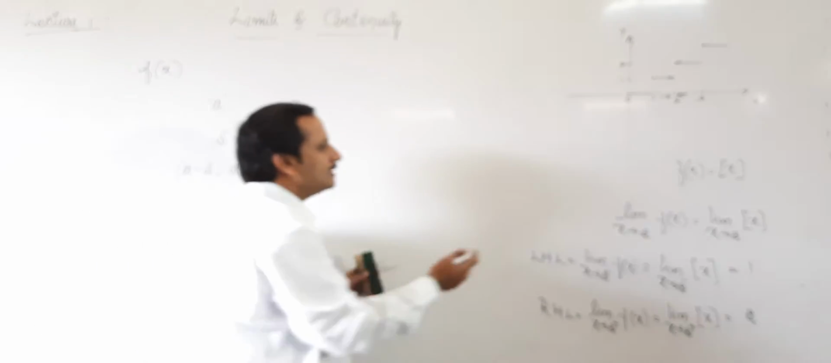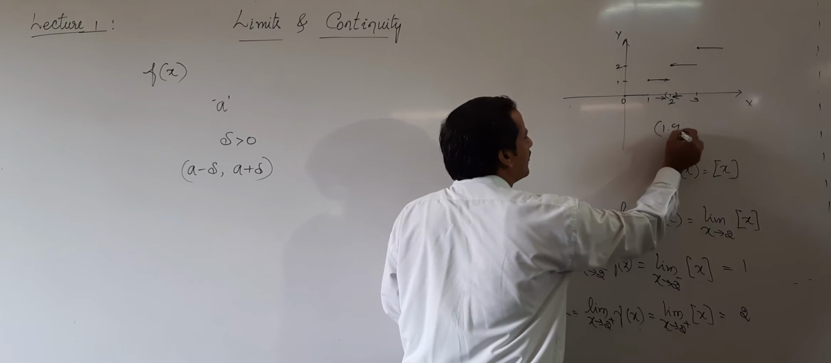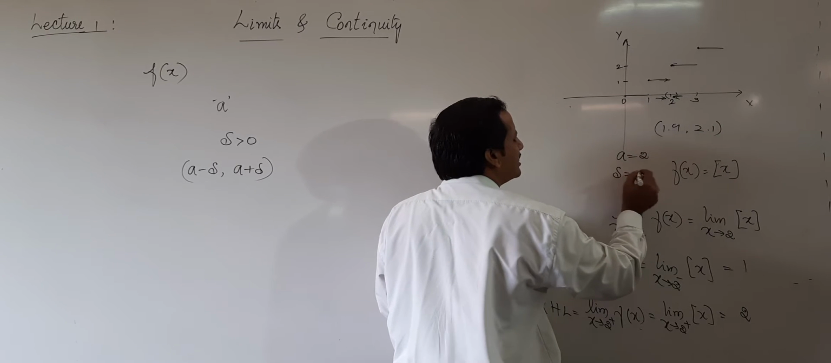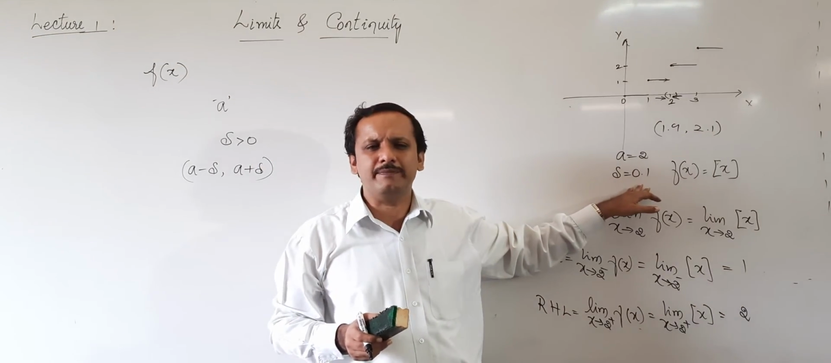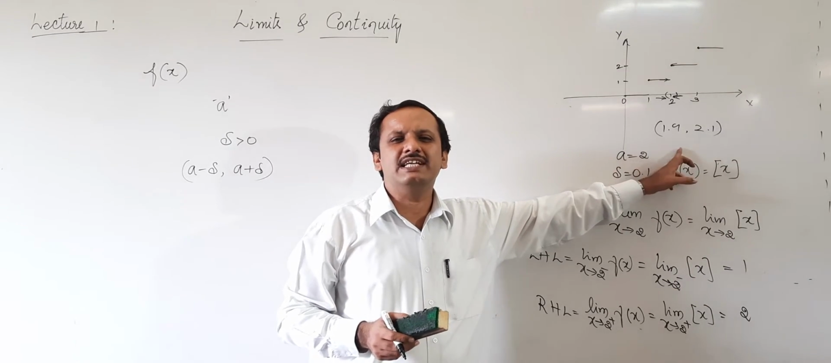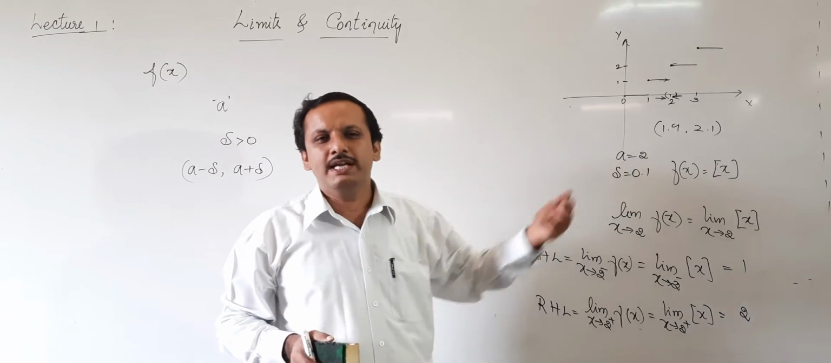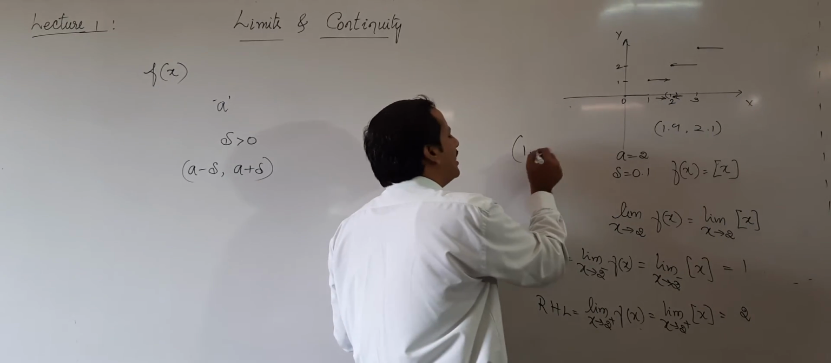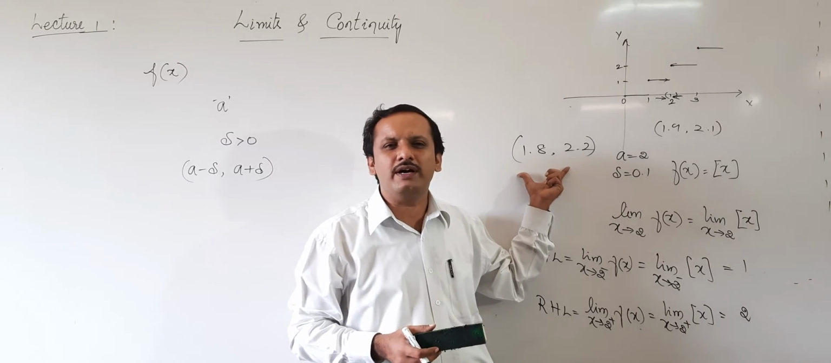For example, say here is 2. So if I consider an interval like this, let me choose 1.9 or 2.1. I am saying that A is equal to 2 and delta is equal to 0.1. Delta is sufficiently small when compared to A. So 1.9, 2.1 looks like A minus delta, A plus delta. This is called the neighborhood of A or the neighborhood of 2. It's not that delta should be equal to 0.1 only. You can take delta as 0.2 also. Then you will have 1.8, 2.2. Again, this is also the neighborhood of A.